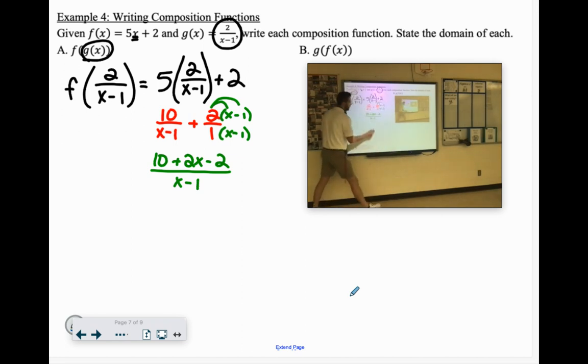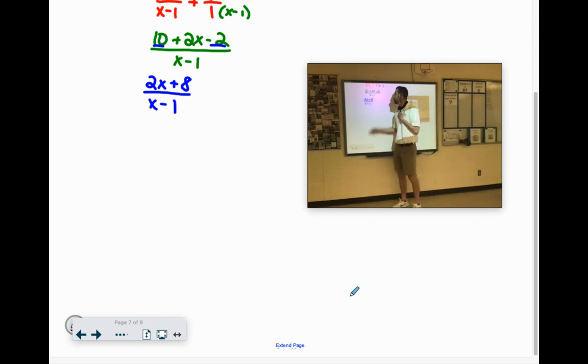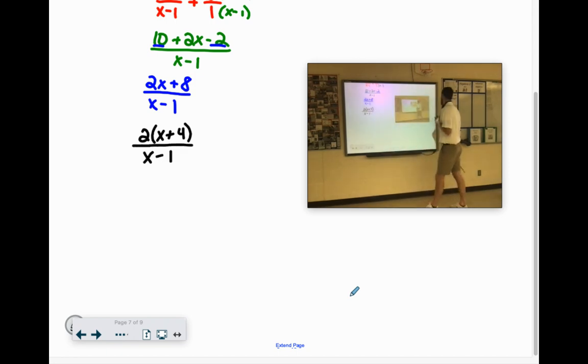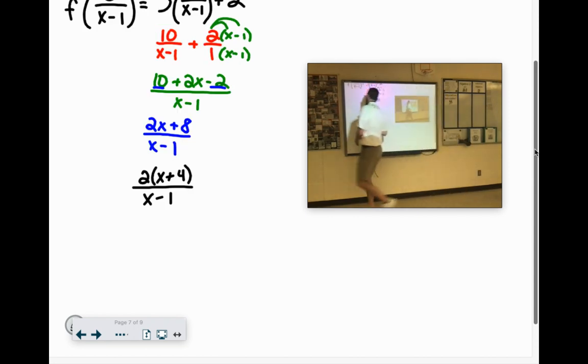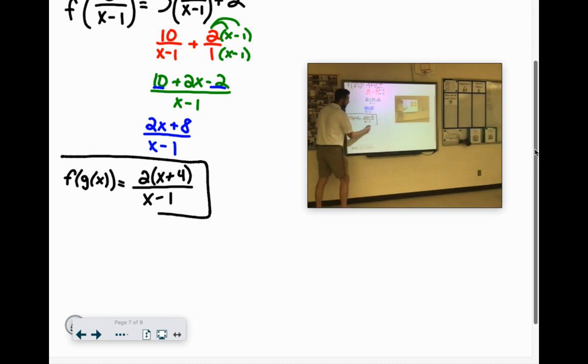Last thing we have to do is just simplify some stuff. I see 10 minus 2 is 8. So we'd say 2x plus 8 over x minus 1. This would be our final answer. Now, that's great. I would prefer you leave it in factored form. So if they have a common factor, which these two do, I would prefer you factor that out. So we can say f of g of x equals this. This would be our final answer.